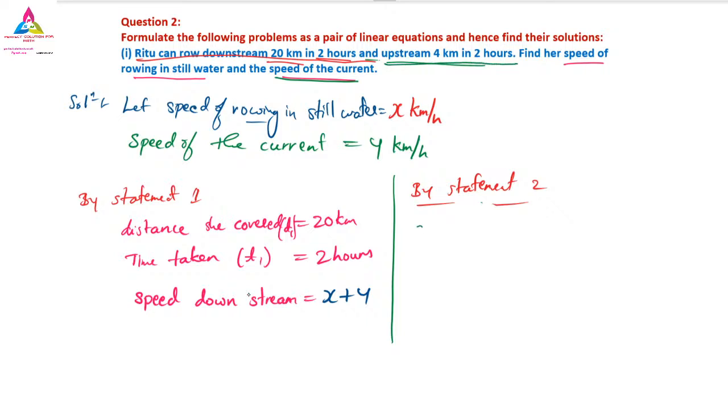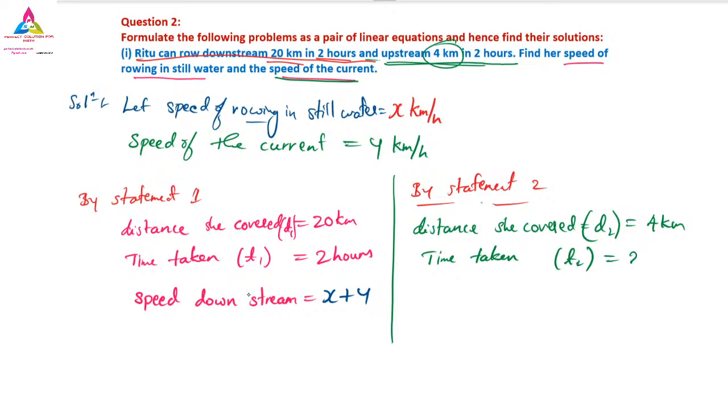So the distance now covered by her, for the second statement, this is distance 2, so I will take d2, that is equal to 4 km only. They have given 4 km only. The time taken, I will take t2, that is equal to 2 hours. The same timing we have, but now the speed will differ.